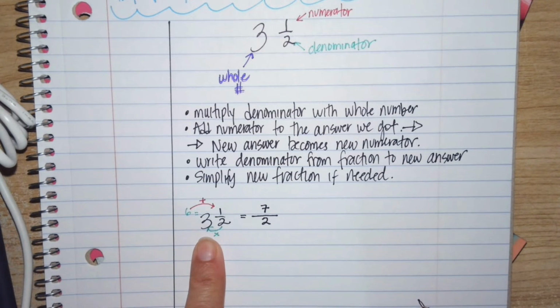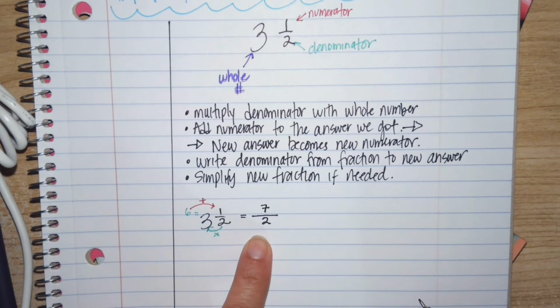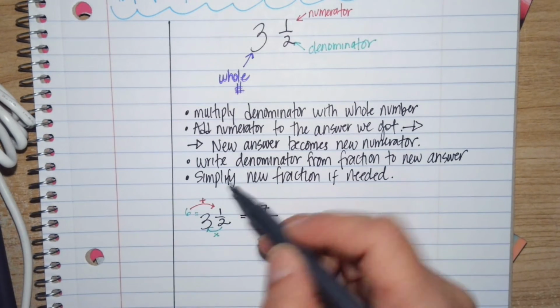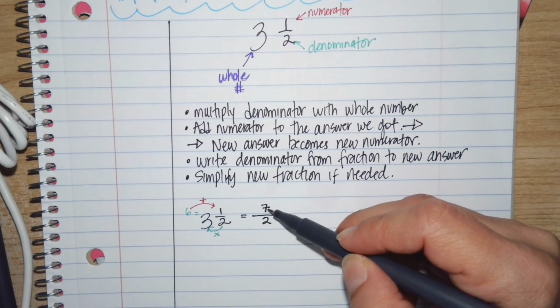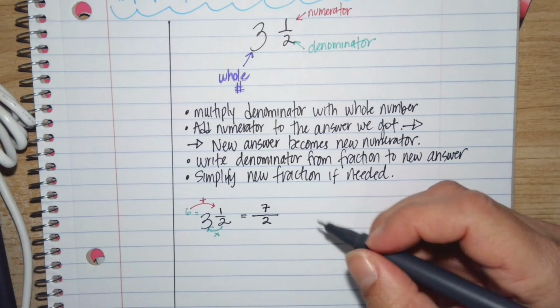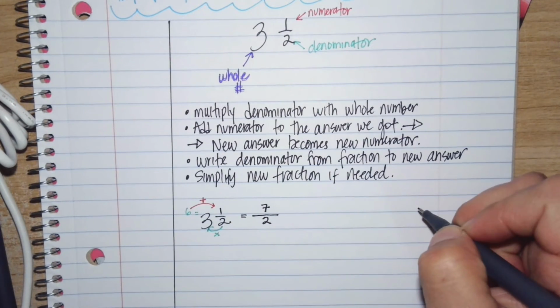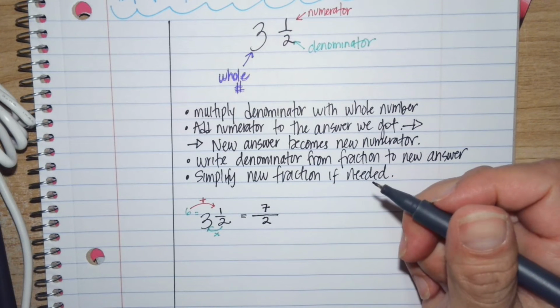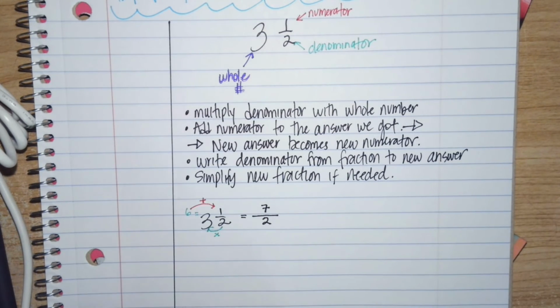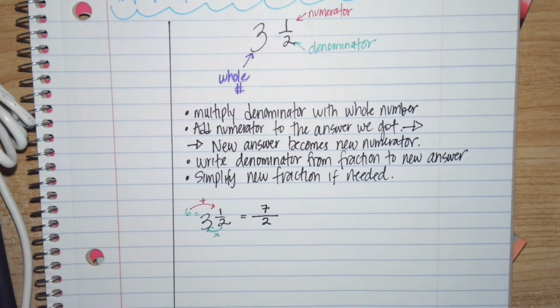This is a mixed number. This is an improper fraction. If we can simplify it, we should. When we say simplify, that means we ask, do 7 and 2 have anything in common? If they do, then we would divide top and bottom by that. Otherwise, in this case, 2 and 7 don't have anything in common. Therefore, we won't do anything with it.